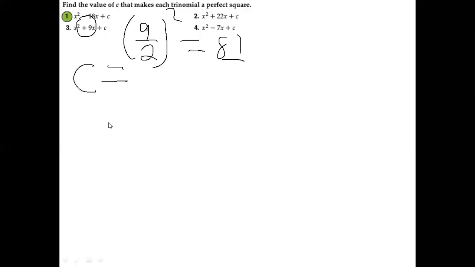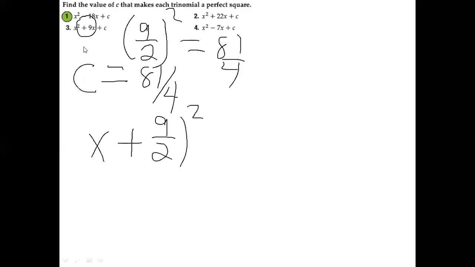Okay, we're back. So for number 3, you should have got c is equal to, well, let's see, the middle term is 9x. If I take half of that, it'd be 9 halves squared. Now 9, you can't evenly divide by 2, so just leave it as a fraction, and it would be 81 over 4. So c equals 81 over 4. They're not always going to be integers, and that's okay. We'll deal with fractions. If you factored it, it would be x plus 9 halves quantity squared.